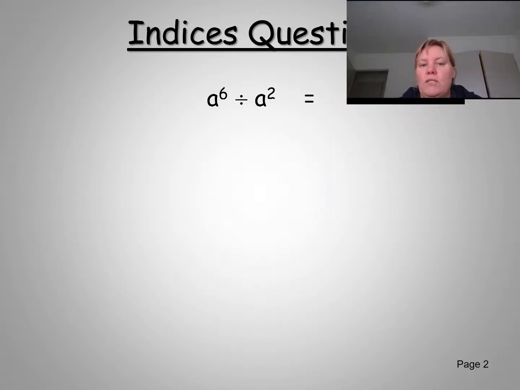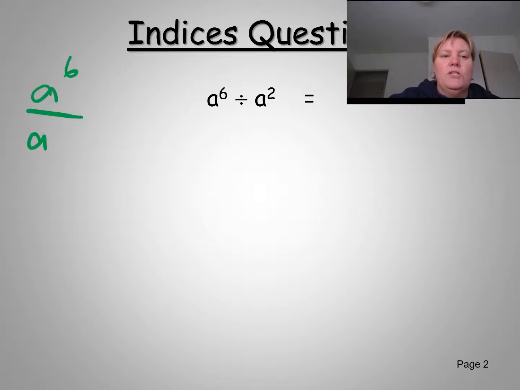Let's have a look at a few questions. I've got A6 divided by A2. Again, I'm going to write this as A6 divided by A2. Now, if you think about the 6 on the top line, there's 4 on the bottom line. You could write them out if you wanted to, and it's a good thing to do. Or you can say, hang on, well, there's 2 on the bottom, so let's get rid of 2 of them off the top. There we go.